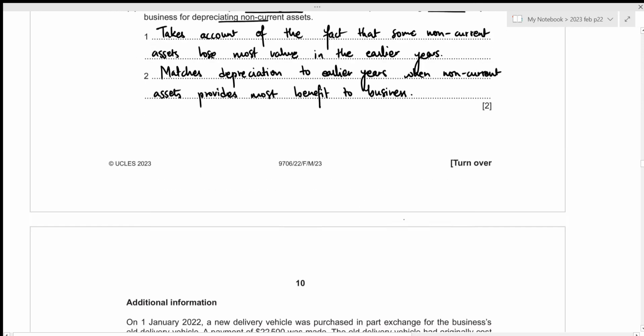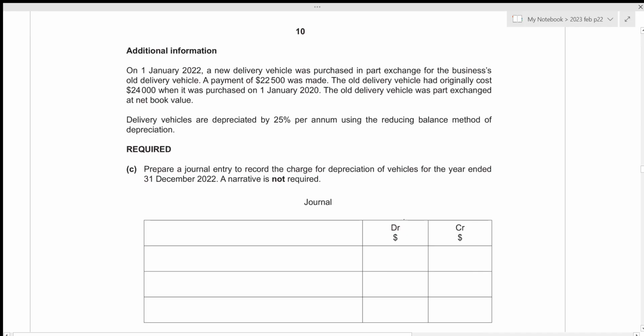Let's move towards the third one. We're now given additional information. On 1st January 2022, a new delivery vehicle was purchased in part exchange for the business's old delivery vehicle. So we have purchased a new delivery vehicle which will have a cost, and the cost will be funded by either the bank payment or our part exchange value. In this case, we're told that the payment of 22,500 was made, so that will be our bank payment. Then the old delivery vehicle, which had originally cost 24,000.